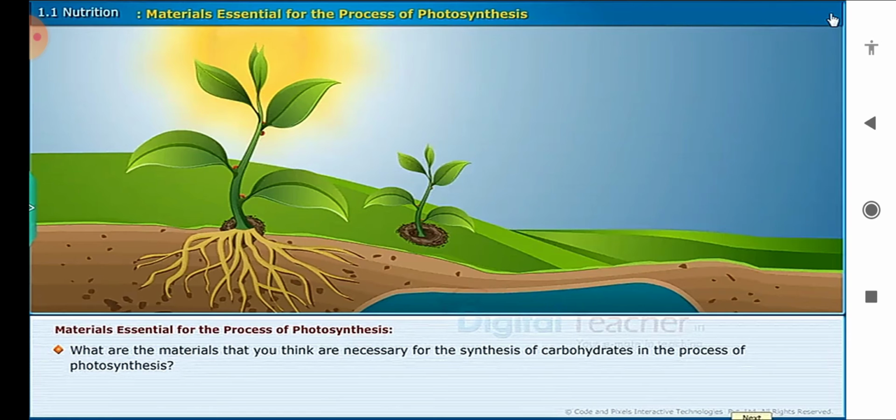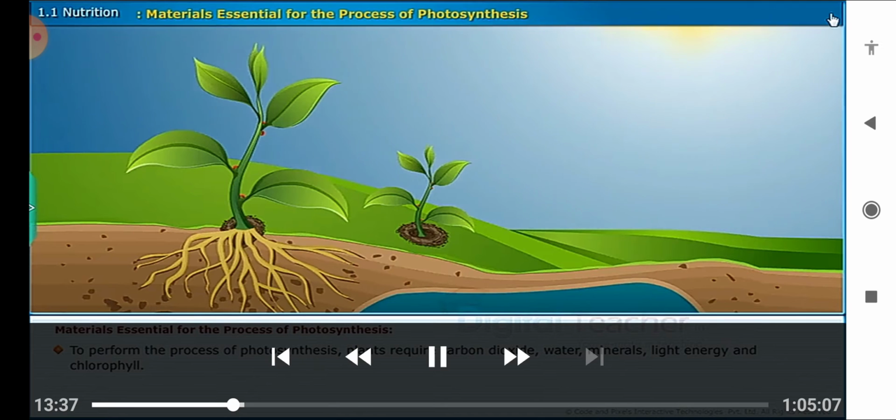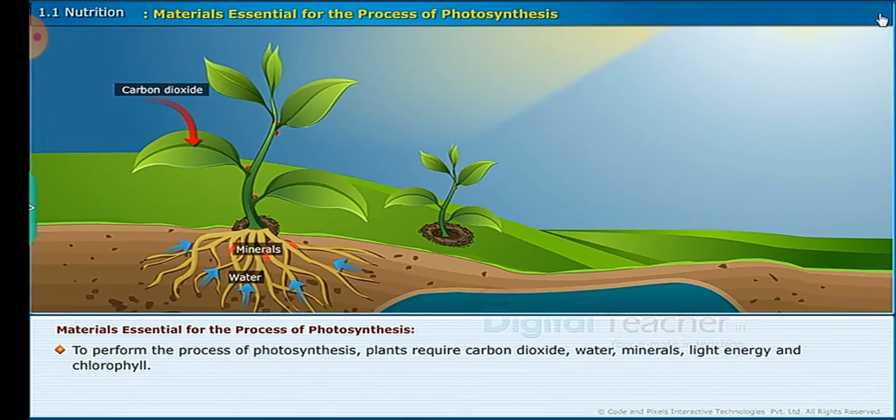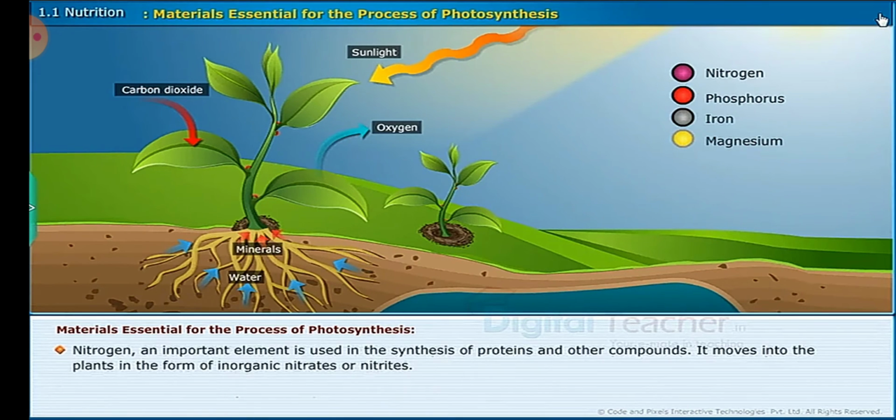What are the materials that you think are necessary for the synthesis of carbohydrates in the process of photosynthesis? To perform photosynthesis, plants require carbon dioxide, water, minerals, light energy, and chlorophyll. Other materials such as nitrogen, phosphorus, iron, and magnesium are taken from the soil. Nitrogen, an important element, is used in the synthesis of proteins and other compounds. It moves into the plants in the form of inorganic nitrates or nitrites.